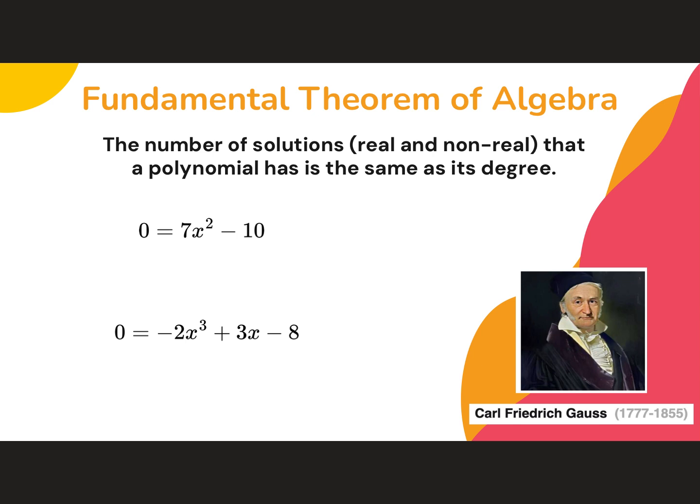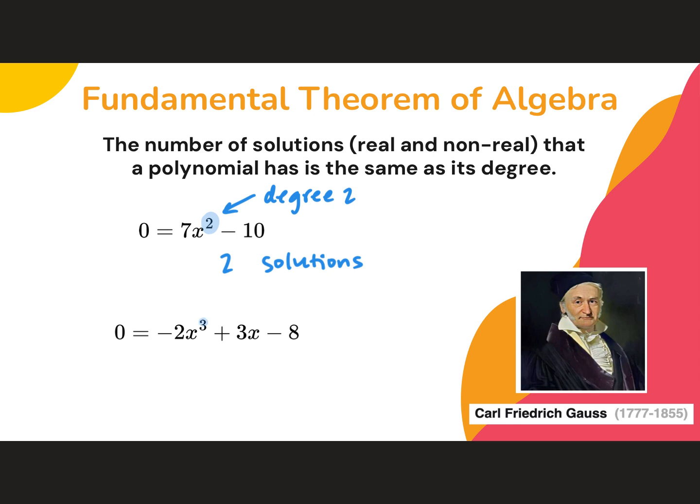The number of solutions is going to be the same as the degree of the polynomial. So if I look at this first equation that we can solve, I see that the polynomial on the right is a degree 2. Remember, the degree of the polynomial is the highest exponent. So because this is a degree 2, this will have 2 solutions. Those solutions could be real, imaginary, or a combination of the two.